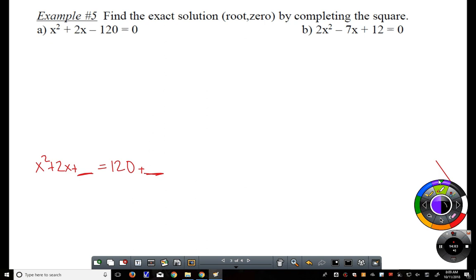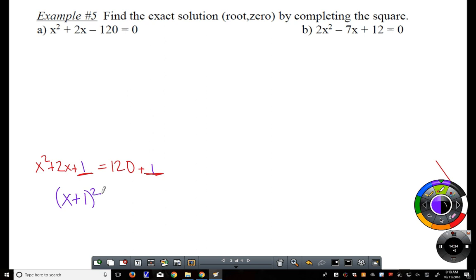Good, the 2. So we take the 2, we divide it by 2, that would be 1, and we square that, which would still be 1. So 1 is the amount I want to add to this side. And then in order to not have changed the equation, I need to add that same amount to the other side.